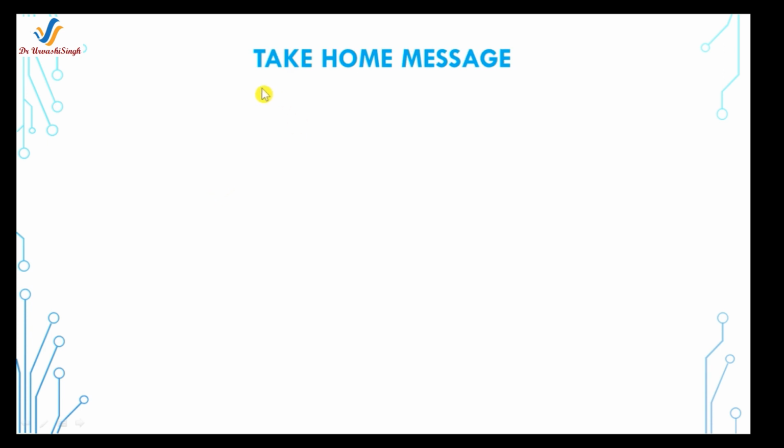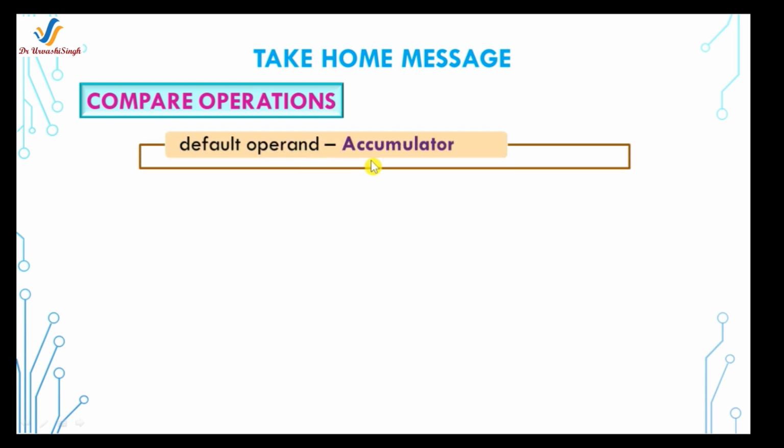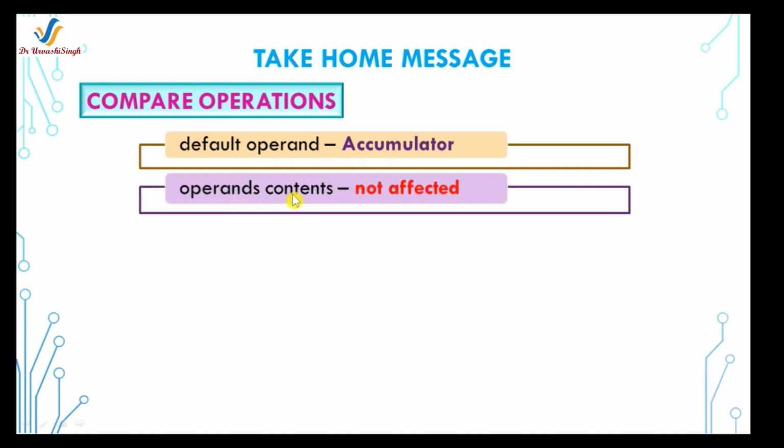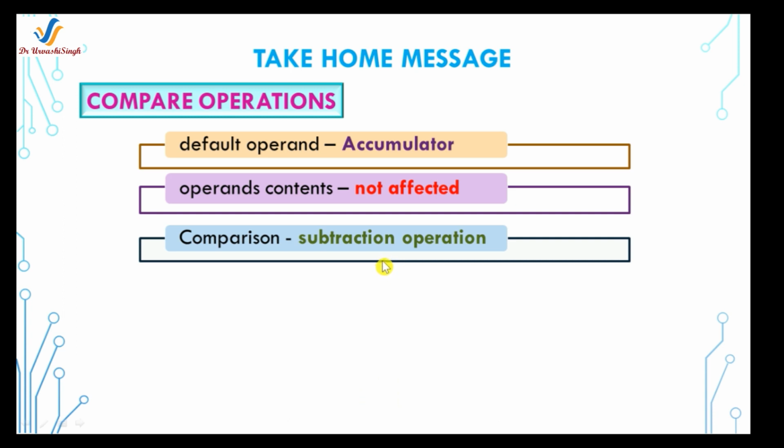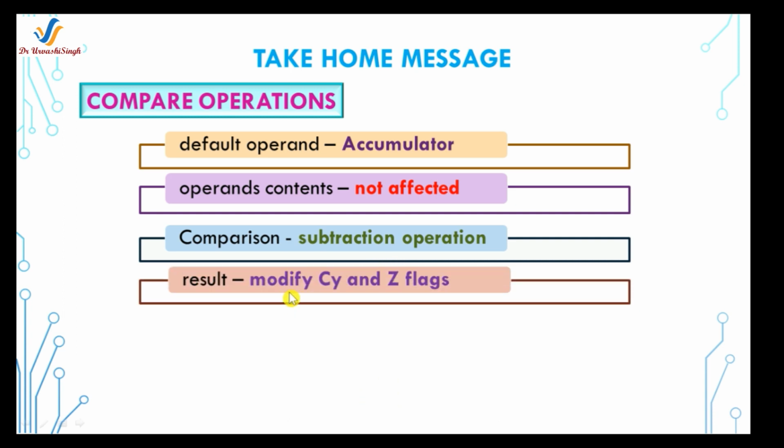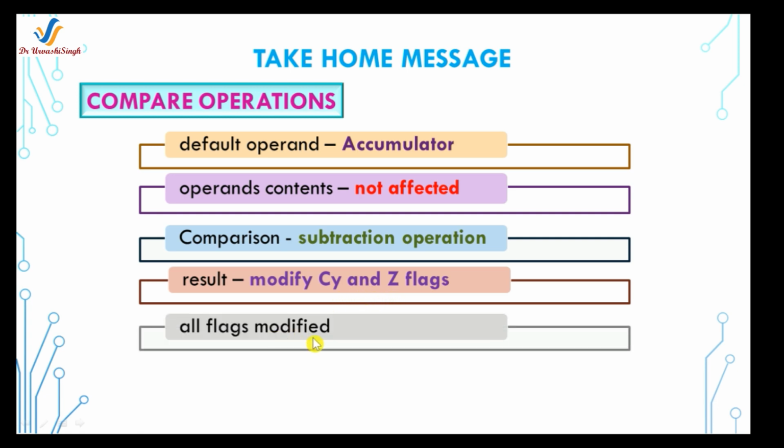Now let's see the important concepts from the topic. For the compare operation, the default operand is accumulator, and the second operand can be any general purpose register or the memory location or the 8-bit data, whichever given in the instruction. But while performing the comparison operation, the contents of operands will not modify. And in comparison, subtraction operation is performed. That is why result is reflected in terms of carry and 0 flag values. Yes, rest of the flags will also modify. So this is about the comparison operation.